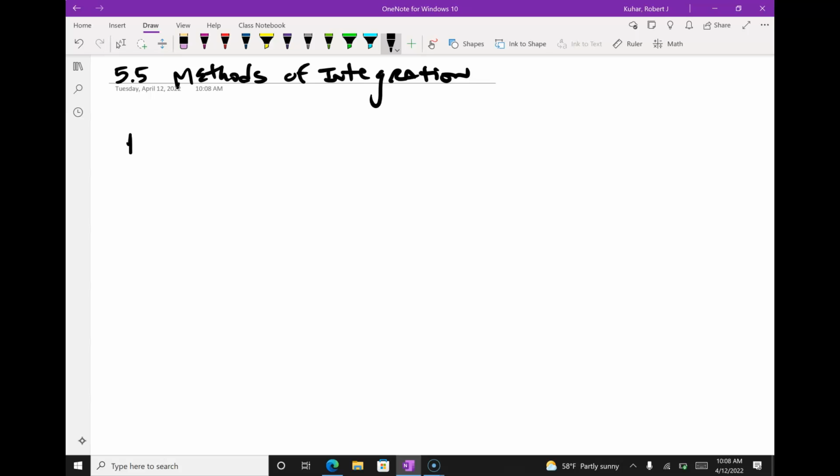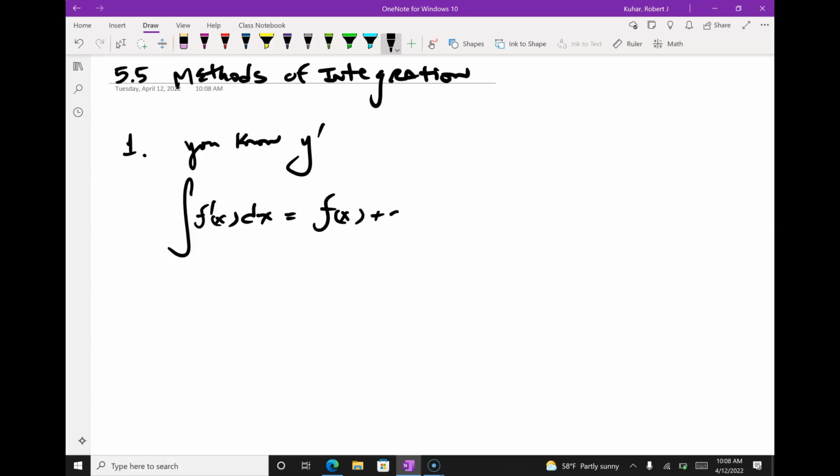The first one is you recognize the derivative. You know y prime. So what are we going to get? The integral of f prime of x dx is f of x plus c. What I'm saying is I see the derivative, I know what I took the derivative of, and that's my answer for my integral.